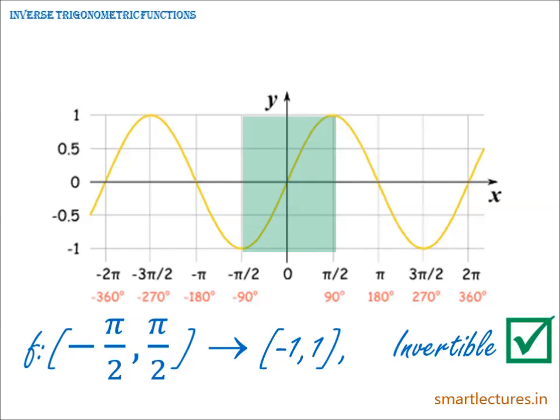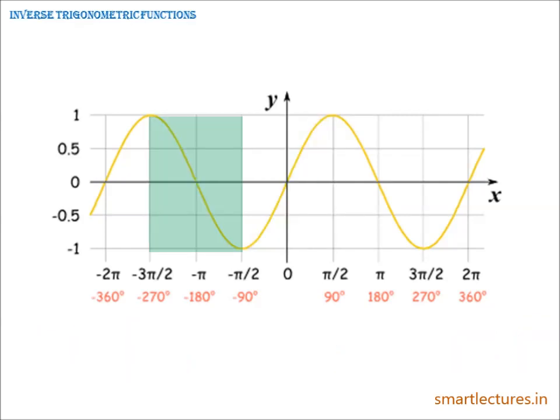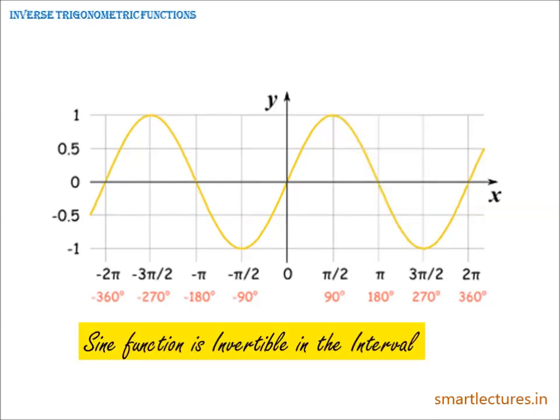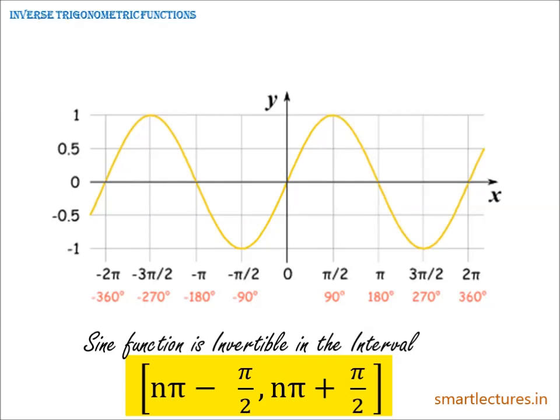Just like the minus half pi to half pi interval, there are also other intervals like minus 3 pi by 2 to minus half pi and half pi to 3 pi by 2 and so on. In general, you will find the sine function is a bijection in the interval n pi minus half pi to n pi plus half pi, where n belongs to integers.